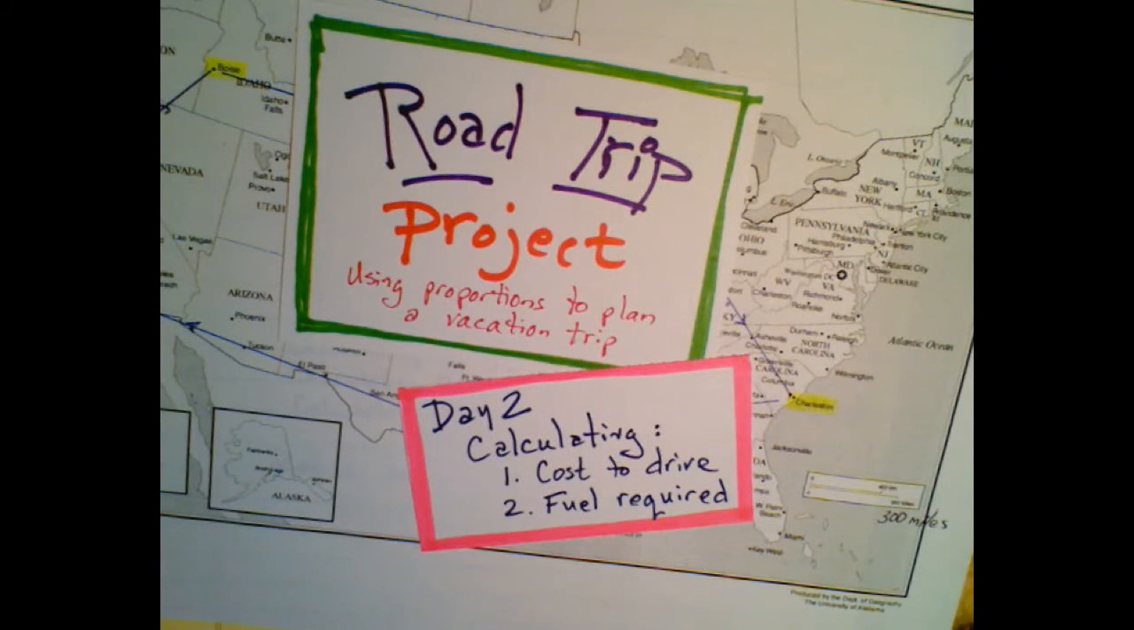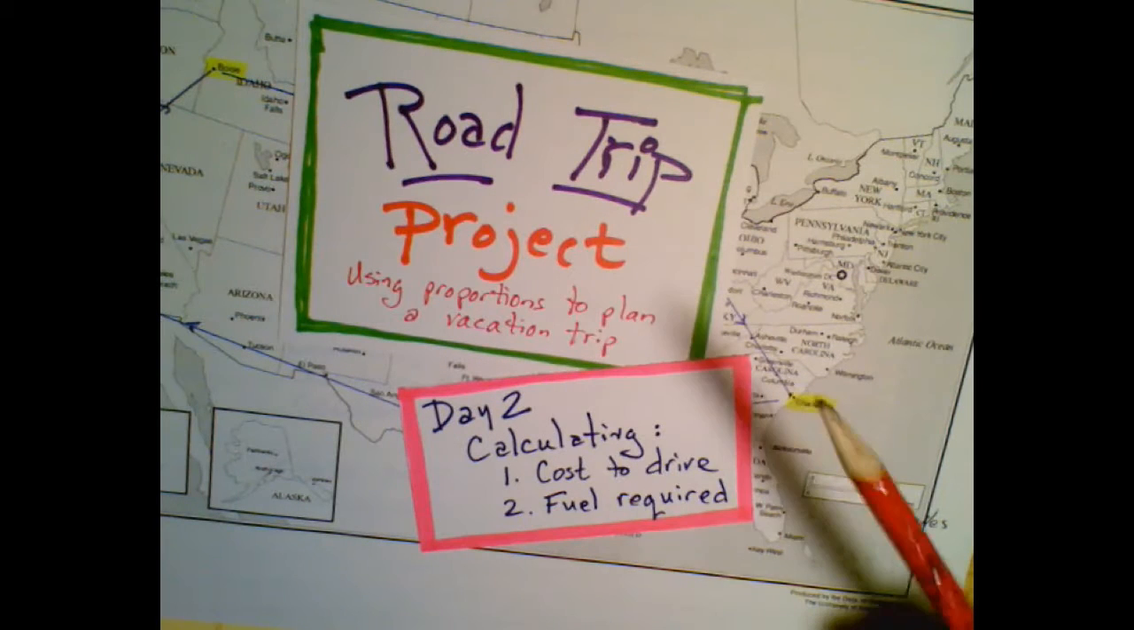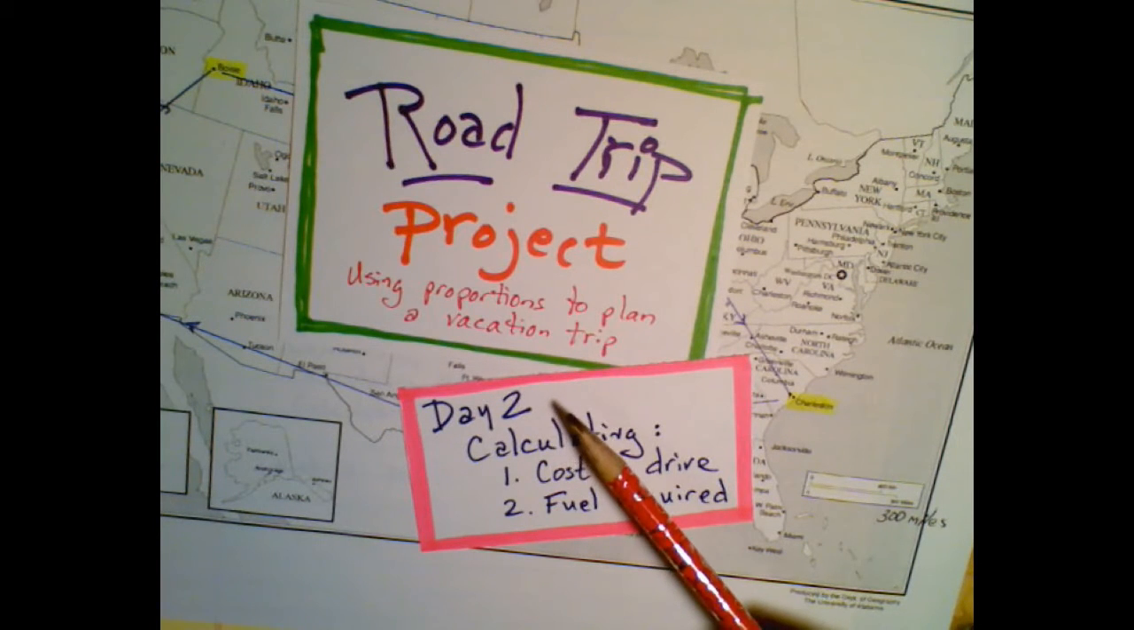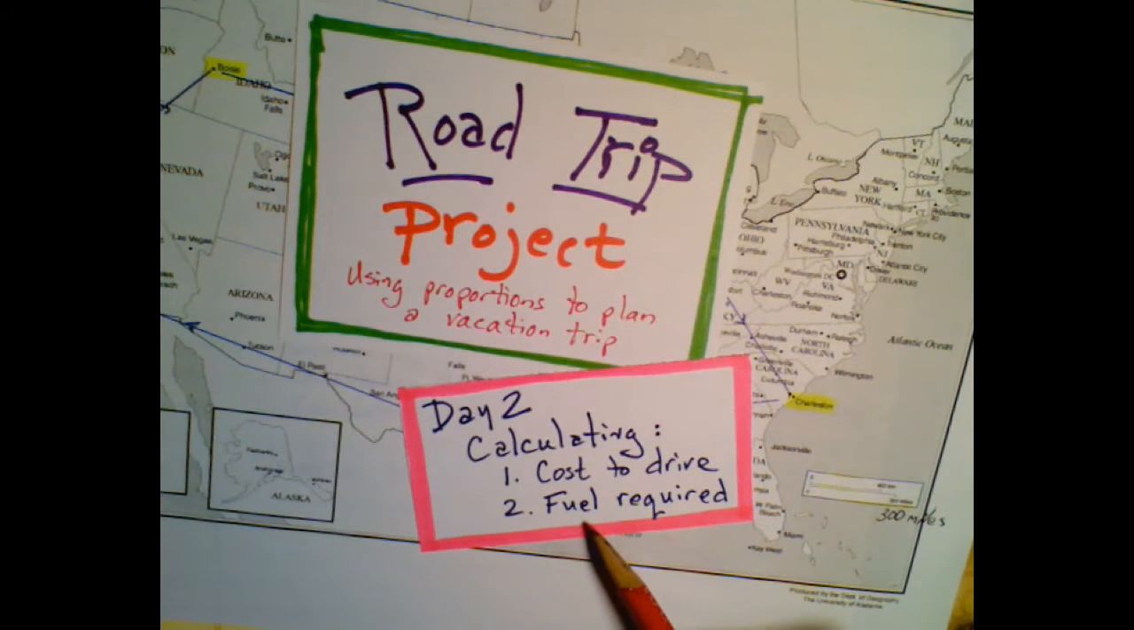And here we are, we'll return to the road trip project. This is day two. In day two, we're going to calculate how much it costs to drive different vehicles that we may potentially rent. And we're also going to calculate the fuel required, while we're doing this using a proportion and the cross product.